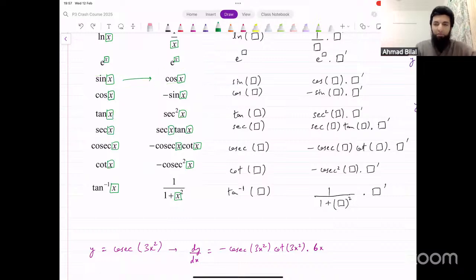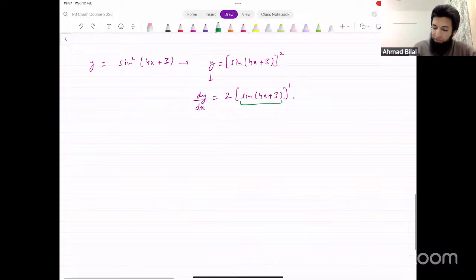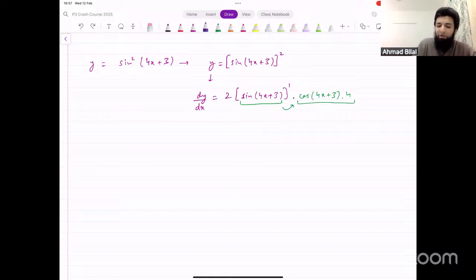So now we apply the rule for sine. What's the derivative of sine? It's cos. So we multiply outside by cos of 4x plus 3. But then we also have to multiply with the derivative of this, which is 4. This whole thing is the derivative of sine of 4x plus 3. We're multiplying with that. And now we can simplify this if we want.